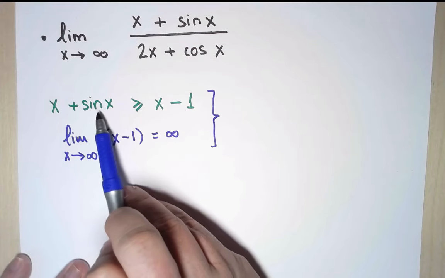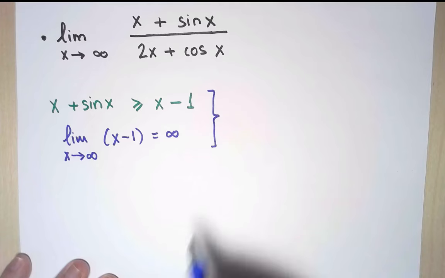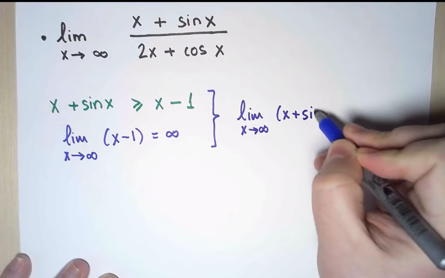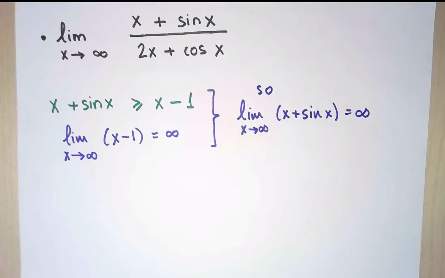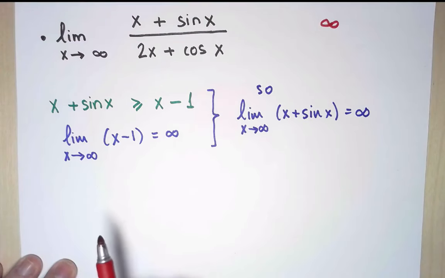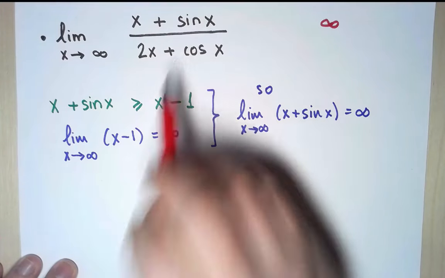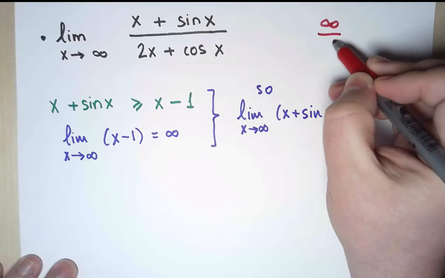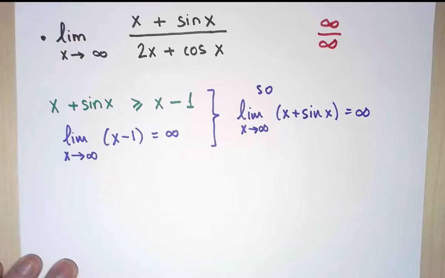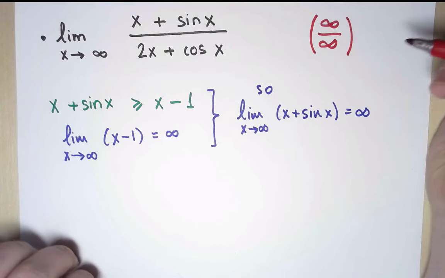So if x plus sine x is greater or equal than a function that goes to infinity, then x plus sine x also goes to infinity. In other words, sine x is pretty much irrelevant, and the limit of the numerator is going to be infinity. To a certain extent, this is like the version of Squeeze theorem for infinite limits. If the function is greater than something going to infinity, then it goes to infinity. That's for the numerator. For the denominator, the exact same thing happens. Cosine of x is as irrelevant as sine of x. So I do have an indeterminate form of type infinity over infinity.